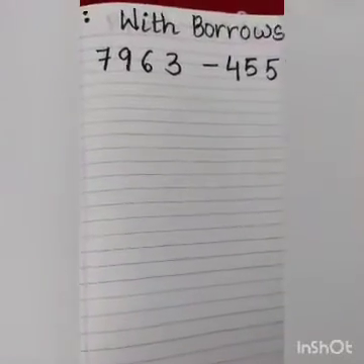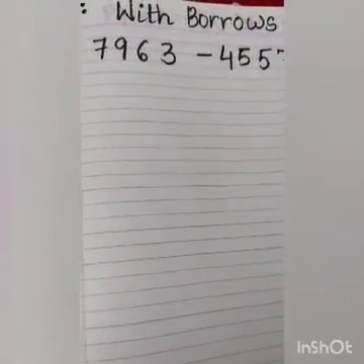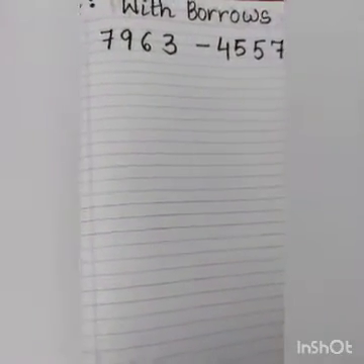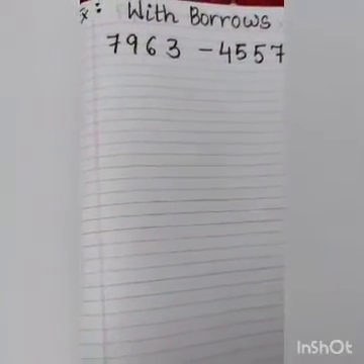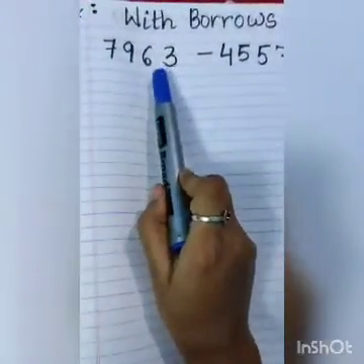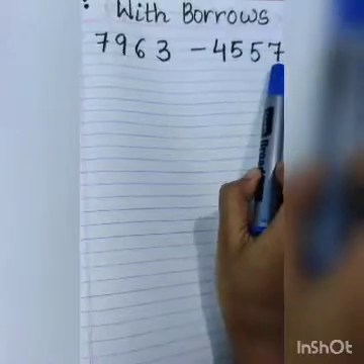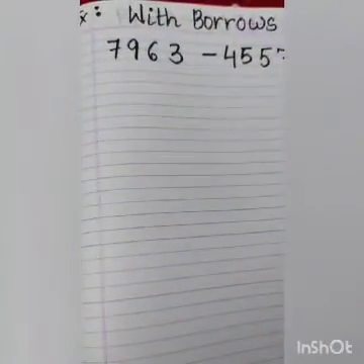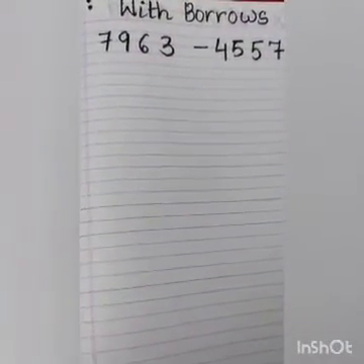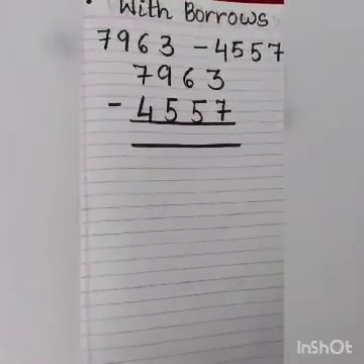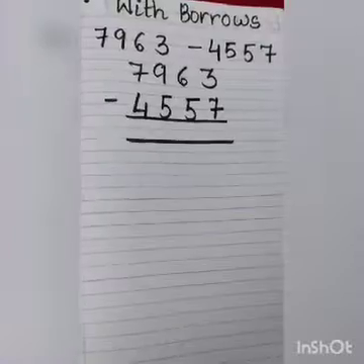Now, we will learn the subtraction of numbers with borrows. See, we have been given two numbers here. They are 7963 minus 4557. First of all, to solve this sum, we need to arrange them in column method. We have arranged the sum in column method.